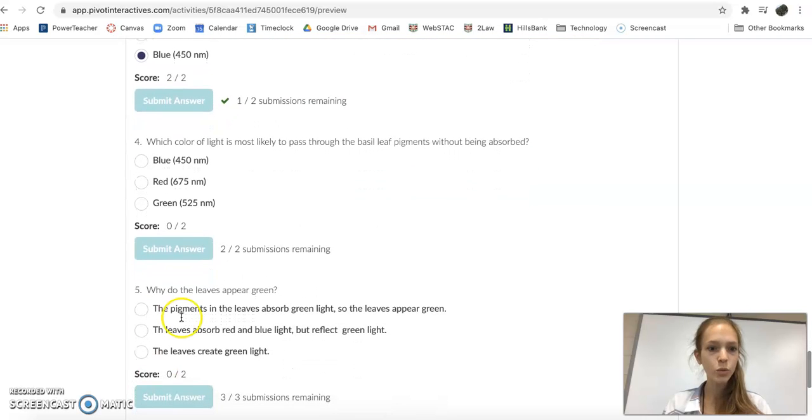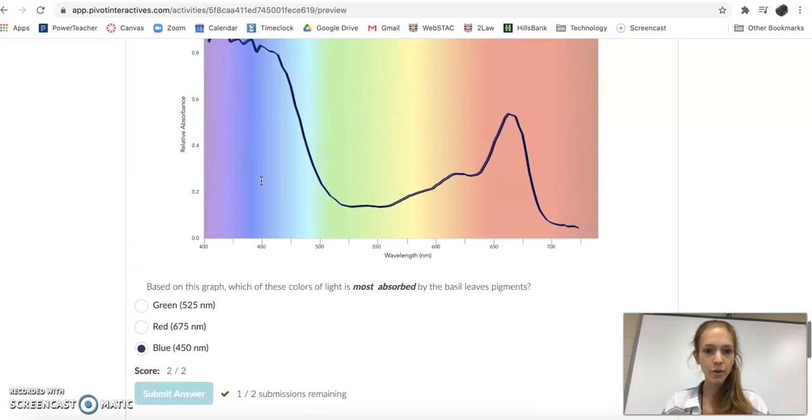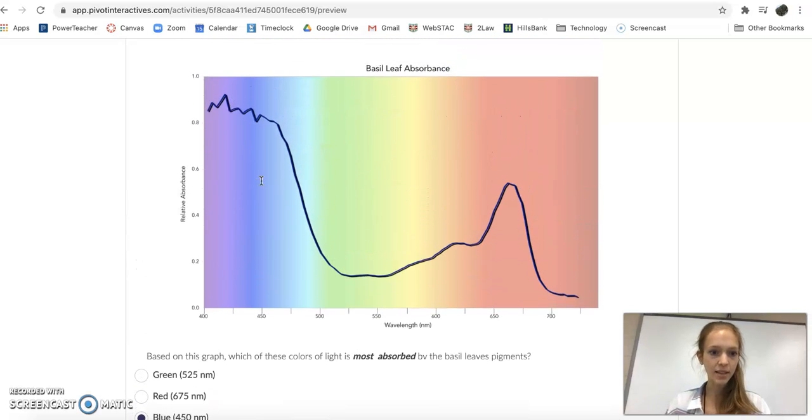So question 4 says, which color of light is most likely to pass through the basal leaf pigments without being absorbed? Now, unfortunately, my graph does not have an axis that plots most likely to pass through the basal leaf plant without being absorbed. Well, what is that actually telling me? The important part is without being absorbed, right? So if it's not being absorbed, it should have a low absorbance. And if I look here at green, that's pretty low.